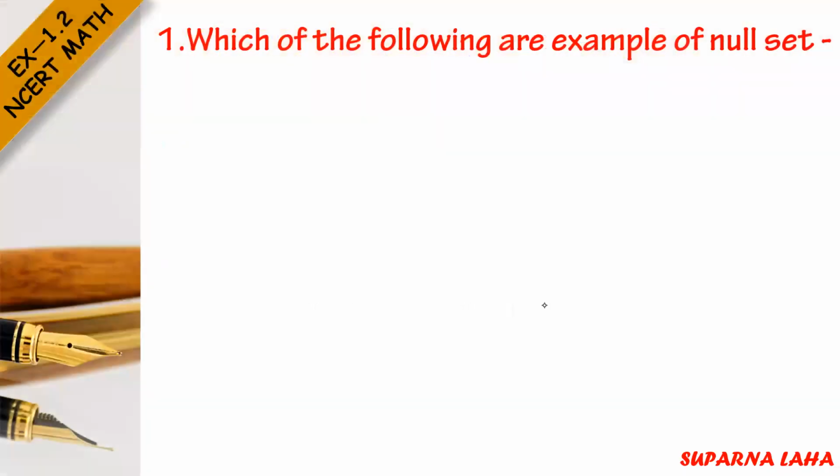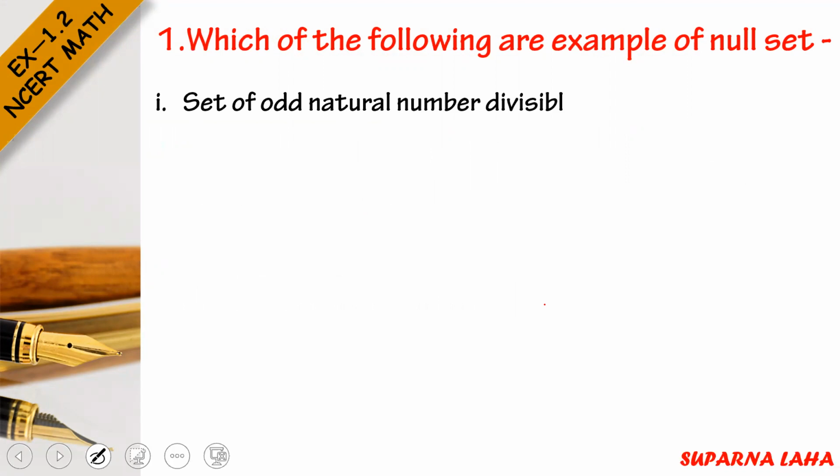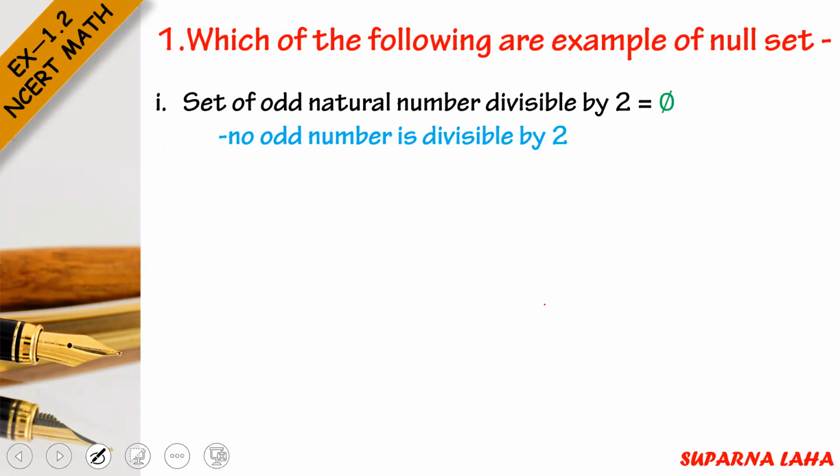Next, this is exercise 1.2. First question: which of the following are examples of null set? The first is a set of odd natural numbers divisible by 2. Now it is an odd number and divisible by 2, which is impossible. No odd number is divisible by 2. So that means this is a null set.